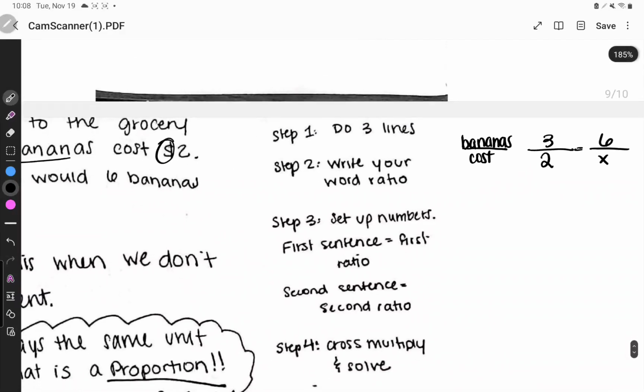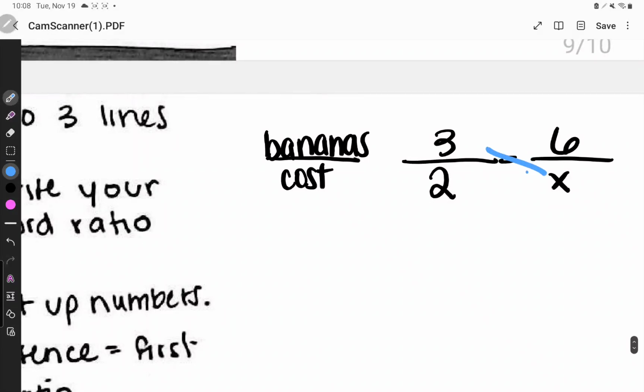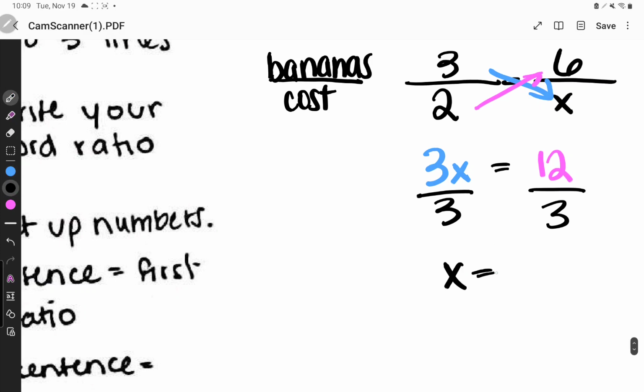And then after that, you cross multiply and you solve it. So you have 3 times x, which is 3x. And then you have 2 times 6, which is 12. After that, we divide both sides by 3. And you find out that 6 bananas will cost $4.